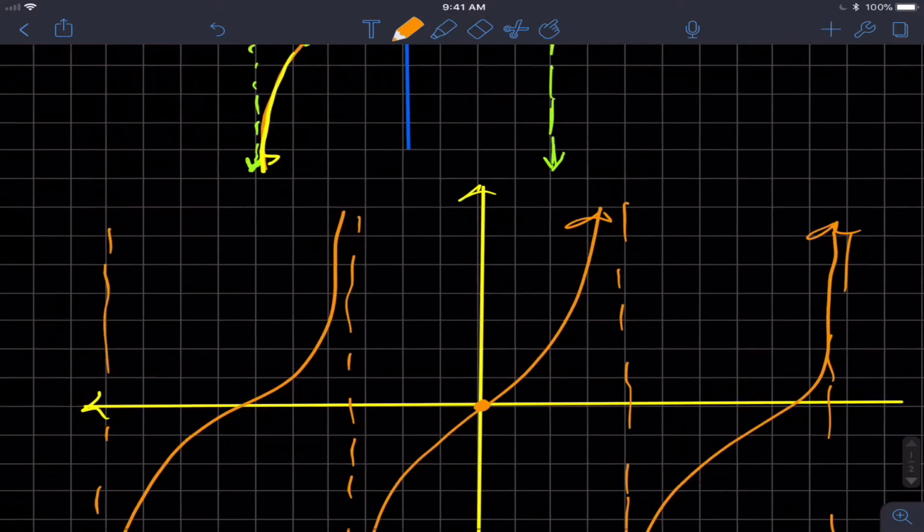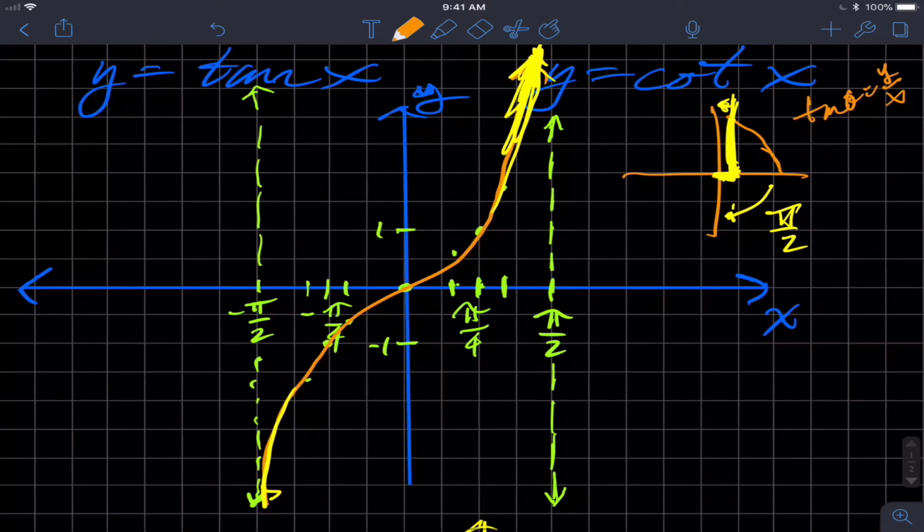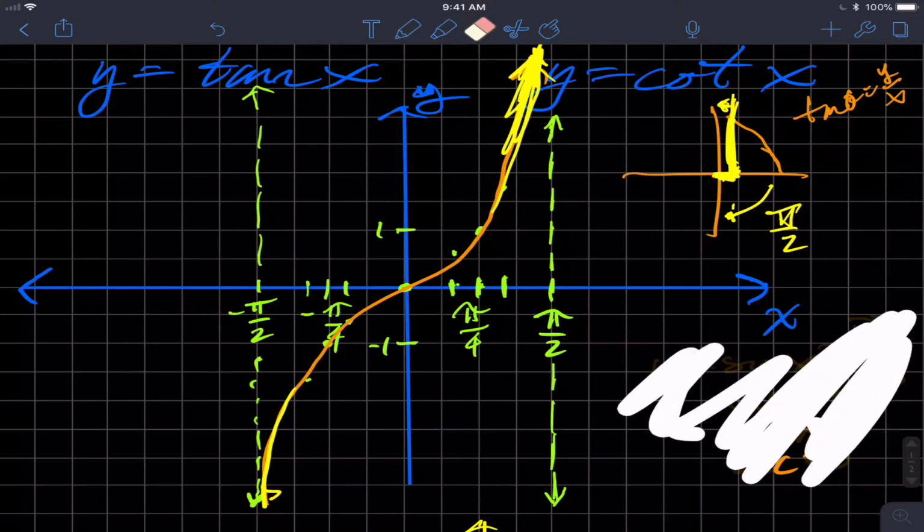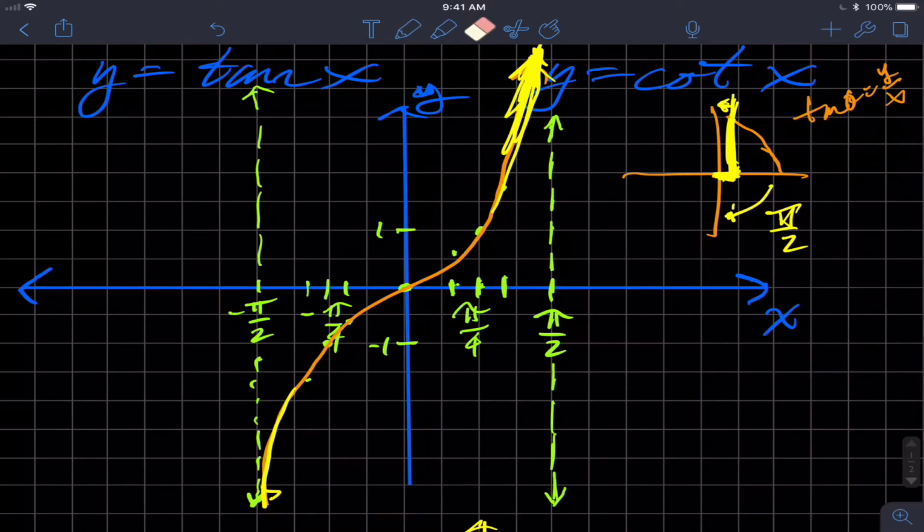So if we scroll back this way, there's one thing that's very, very important to point out, and I'll bring it up again. The other functions, y equals sine x, cosine x, cosecant x, and secant x, all have a period of 2 pi. Period equals 2 pi. For this function, tangent, the period is no longer 2 pi.